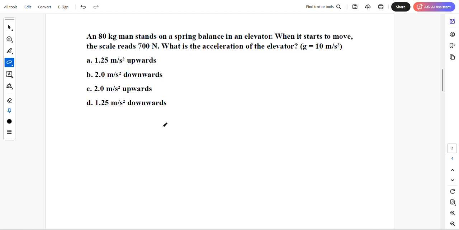In this problem, they are saying that an 80 kg man stands on a spring balance in an elevator. One elevator is there.